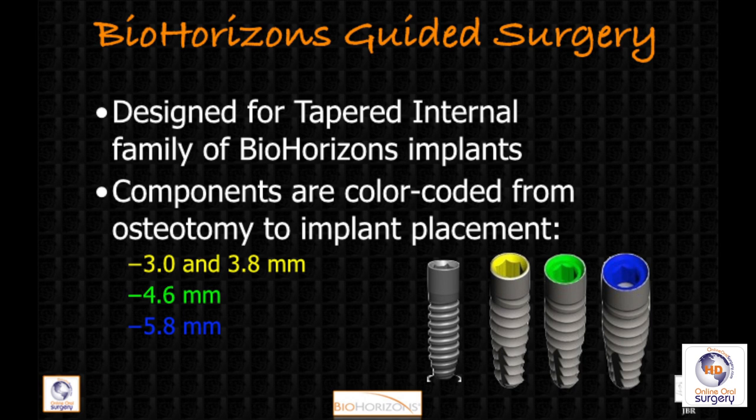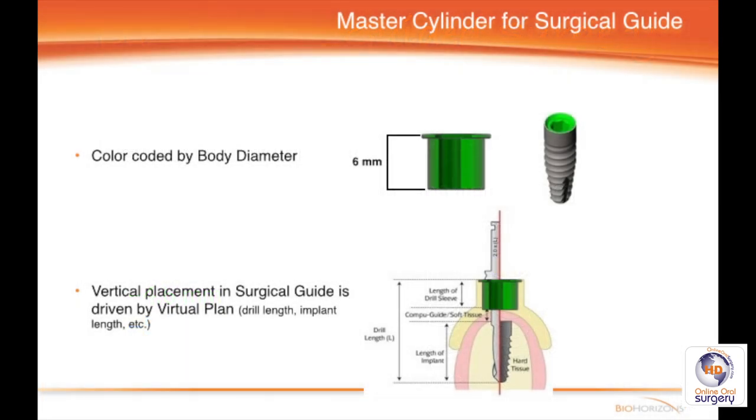So the 3.0 and 3.8 millimeter implants are yellow in color, the 4.6 millimeter diameter is all coated in green, and the 5.8 millimeter diameter implant and all the drilling components are blue. The master cylinder that is used for the osteotomy preparation and the implant placement controls the position and angulation of each osteotomy, and its vertical placement in the surgical guide is what controls the depth of each drill and also the depth of the implant placement.